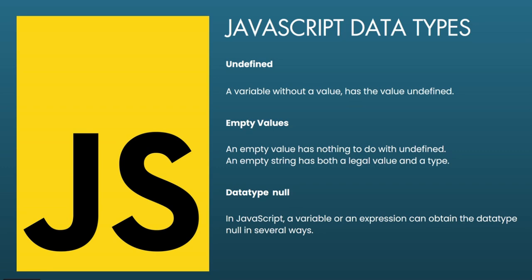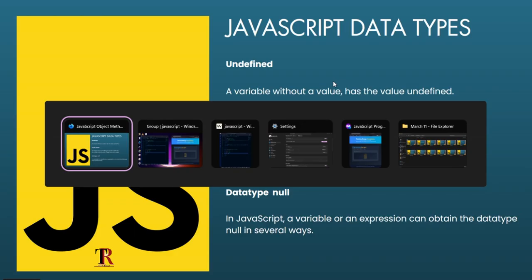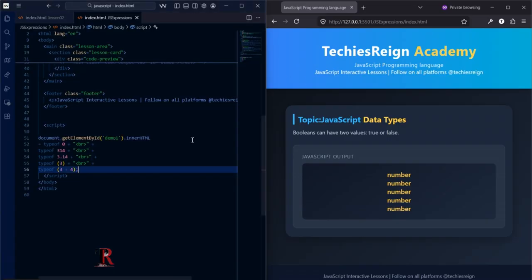Undefined as a data type in JavaScript. A variable without a value has the value undefined. So when you have a variable that does not have any value, maybe you declared a variable and you didn't assign any value to it, by default, it will have undefined as its value. So let's take a look at an example of how undefined works in JavaScript.